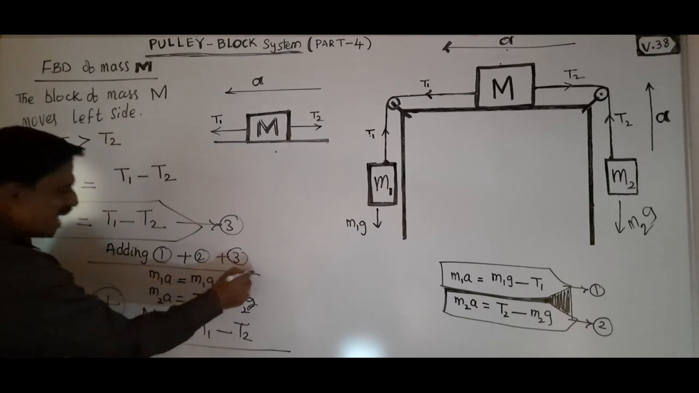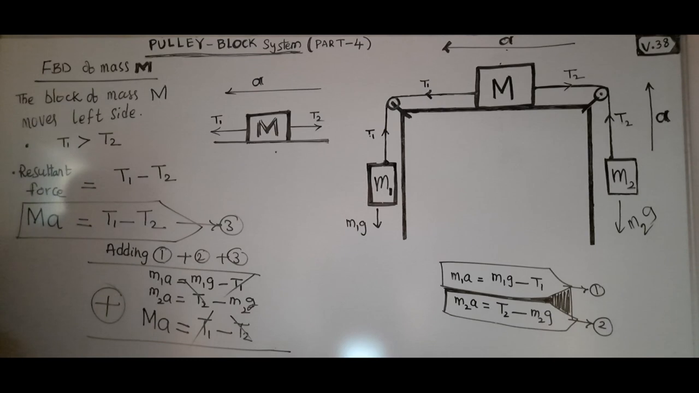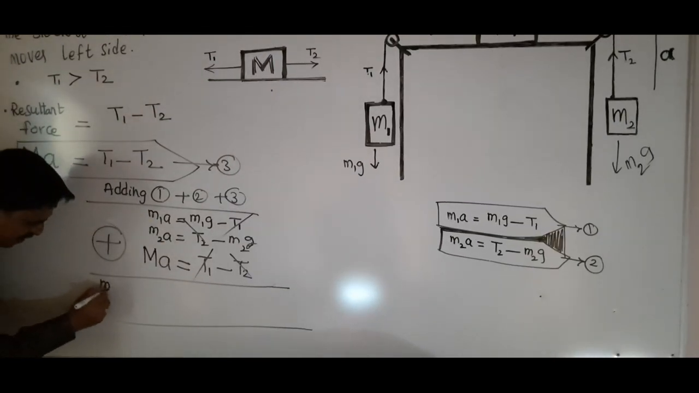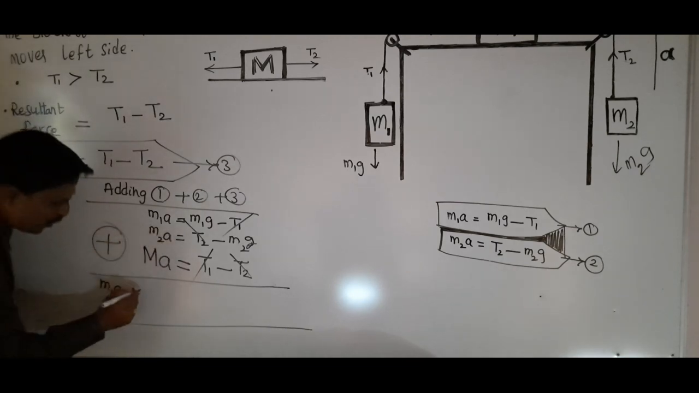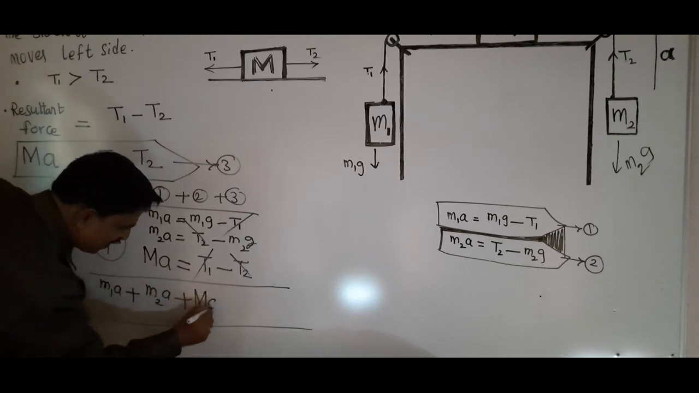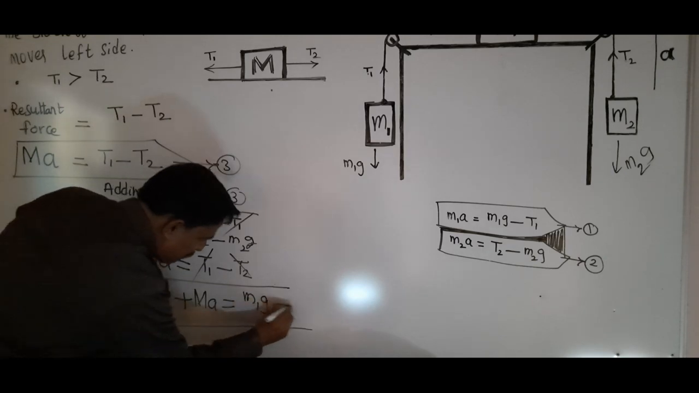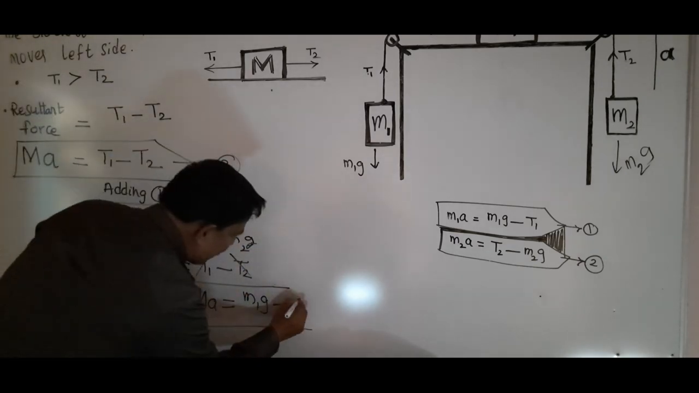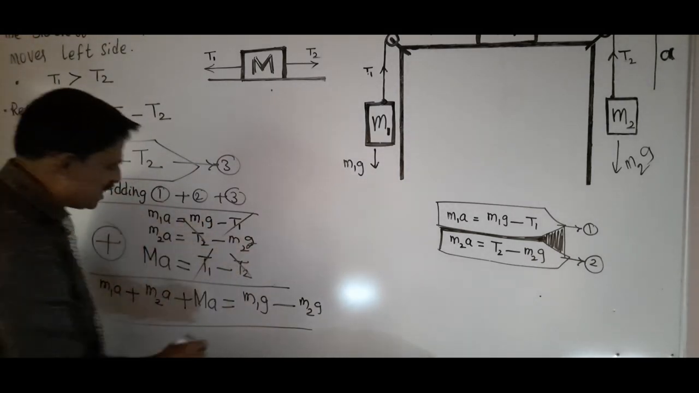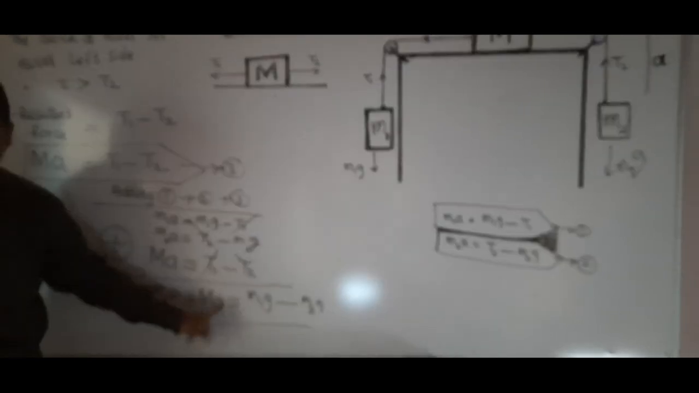Adding, minus T1 plus T1 cancel, plus T2 minus T2 cancel. M1a plus M2a plus capital Ma is equal to M1g minus M2g. Now in these three terms, I am taking small a common.